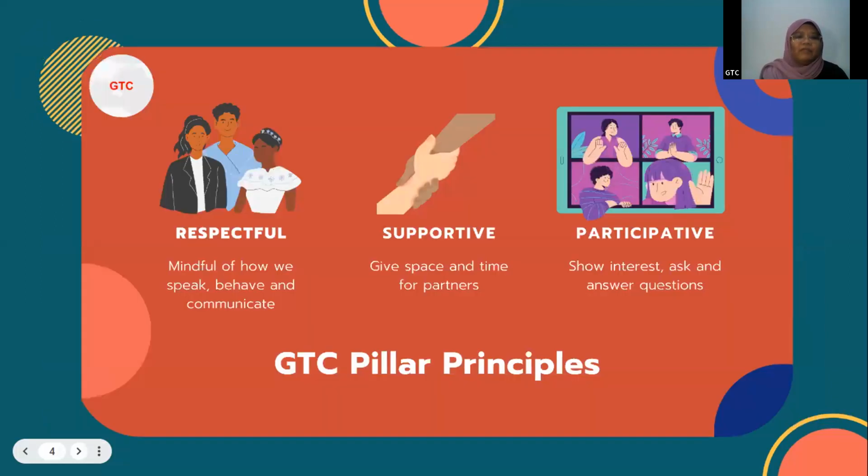Okay? Right. Every week, we need to put emphasis on the GTC pillar principles. So the three pillar principles are respectful, supportive, and participative. All of us are respectful in the way that we're mindful of how we speak, how we behave, and how we communicate with each other. And we are also supportive because we give space and time for our conversation partners. We don't cut through their sentences, and we make sure that they feel supported, right? So how do you show support for your partners? You show interest, you ask questions, and you can also answer questions that are directed to you.